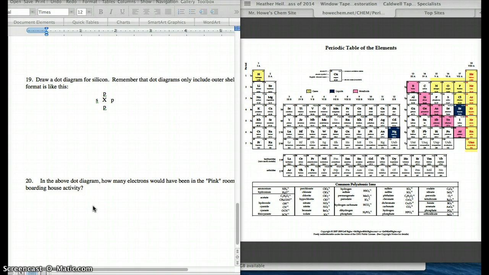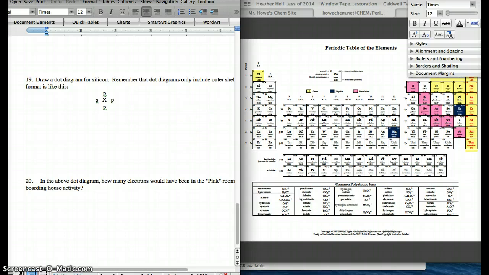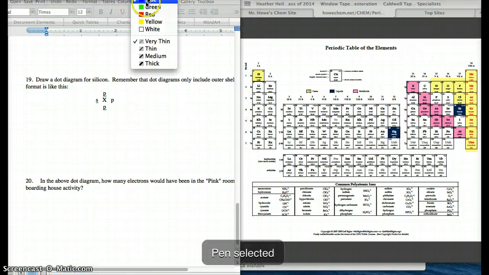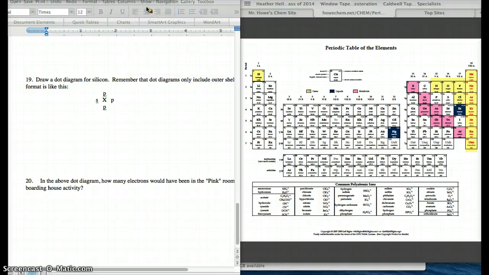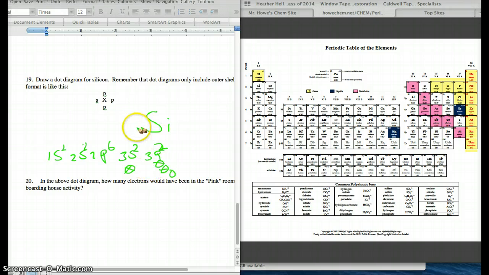So the last question wants to know how many electrons are in the pink room in the above dot diagram. So let me put that dot diagram back. We had silicon. Better pick a pen color. We'll go with green this time. So silicon. And remember there was the electron configuration 1s2, 2s2, 2p6, 3s2, 3p2. The s sublevel had only 1 orbital with 2 electrons in it. The p sublevel has 3 orbitals but only 2 electrons in the orbitals. So we've got a total of 4 electrons. They were right here.